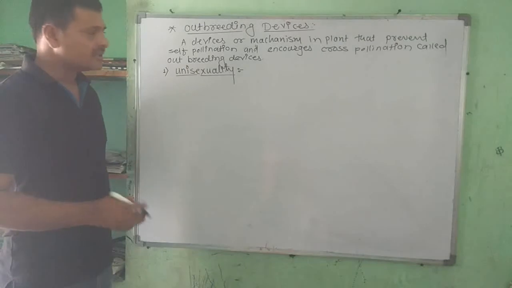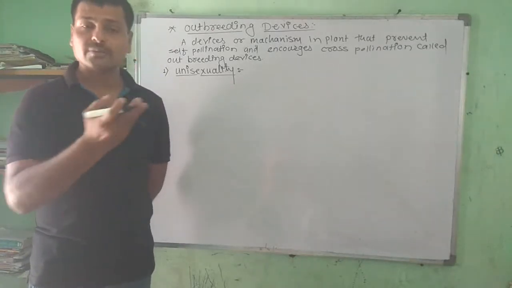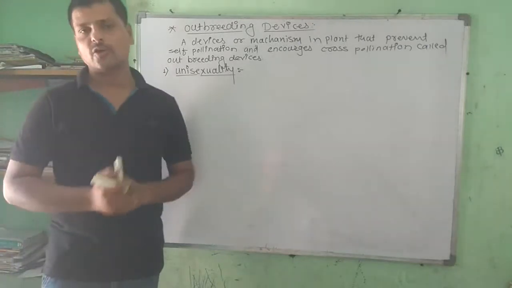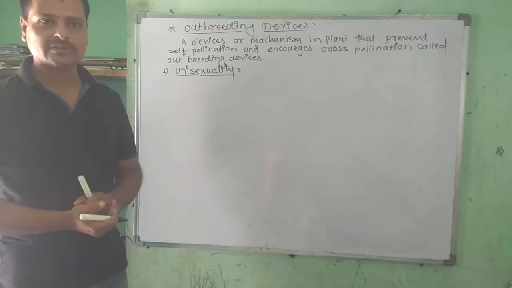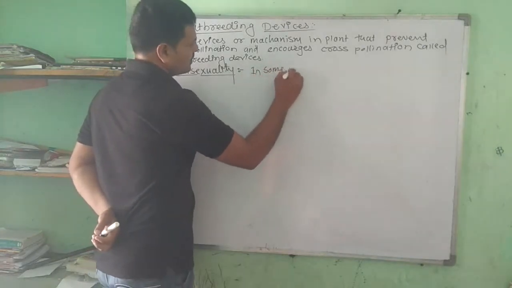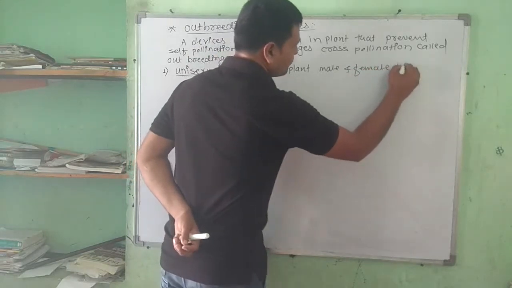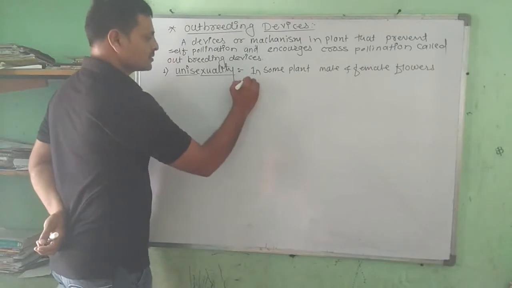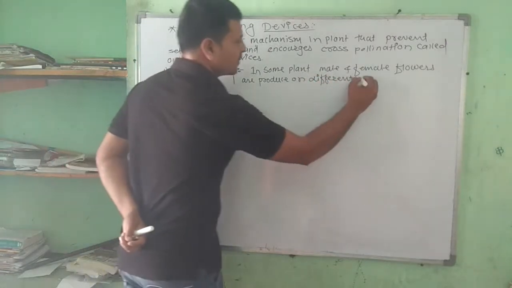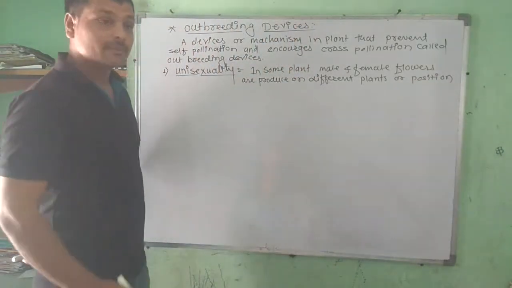Unisexuality: in some plants, the male and female flowers are produced on different plants. Means the plant bears only male or only female flowers. Self pollination happens in bisexual flowers, but if the flowers are unisexual, self pollination is avoided. So that's one. Means in some plants, male and female flowers are produced on different plants or positions.